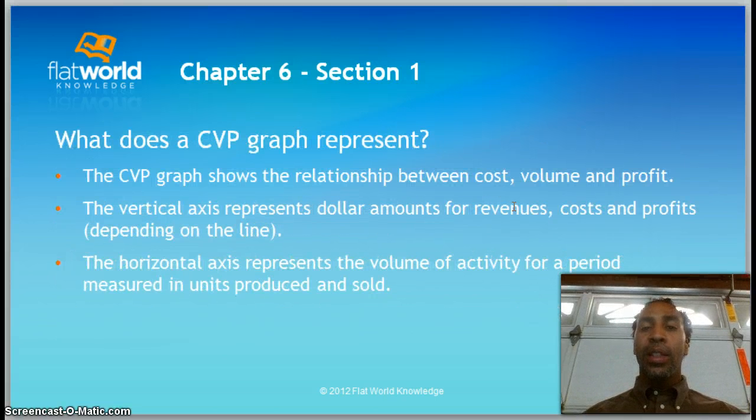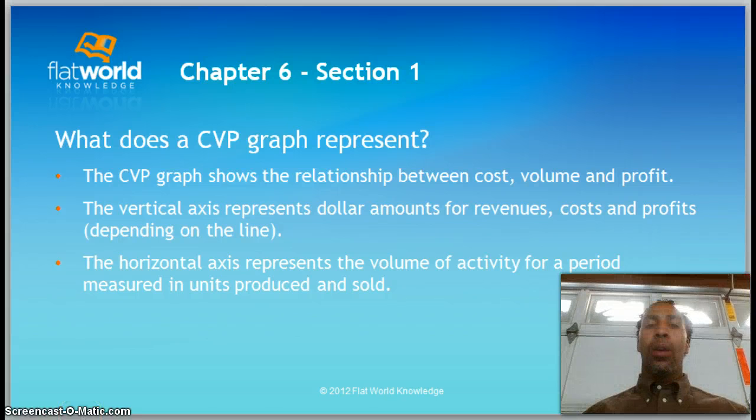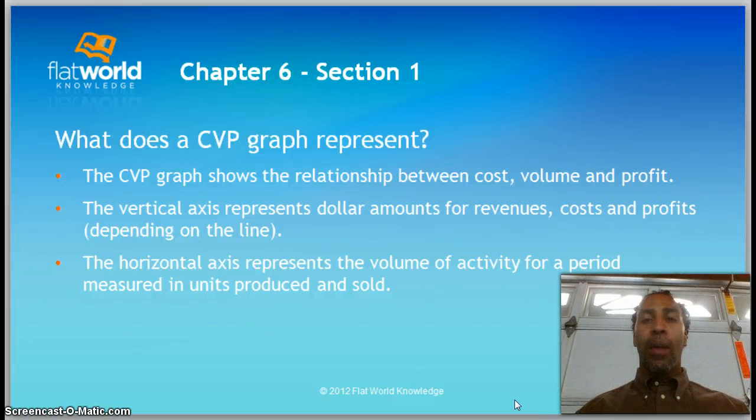So what does a CVP graph represent? And it's always good to see something represented in a graph because maybe it'll click. Some people are visual learners, and they learn a little better if they see something in a visual format. So the CVP graph shows the relationship between cost, volume, and profit. How much it costs, how many are being produced, and how much money we're actually making.